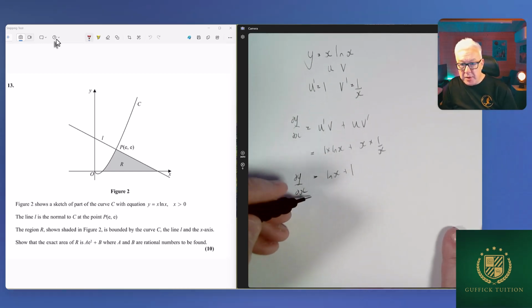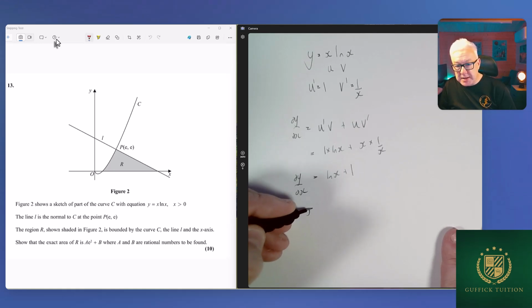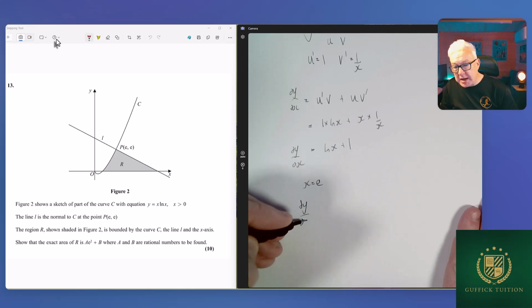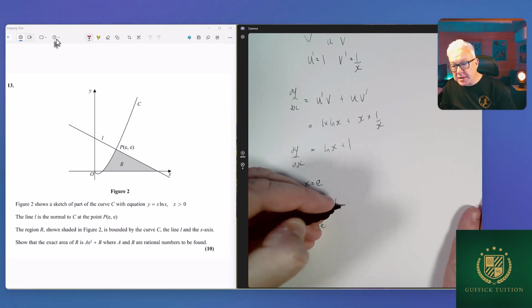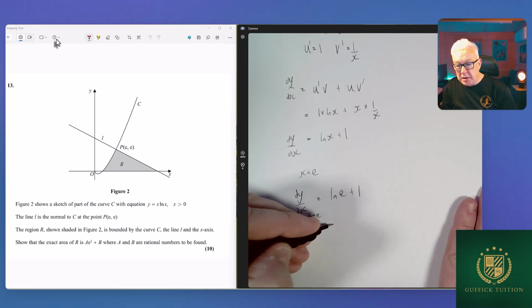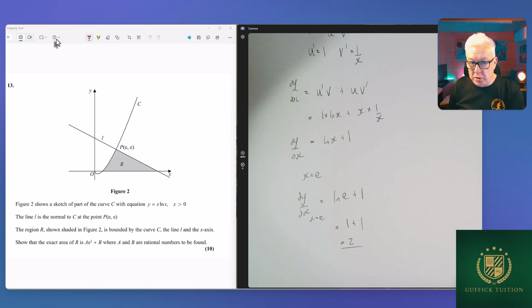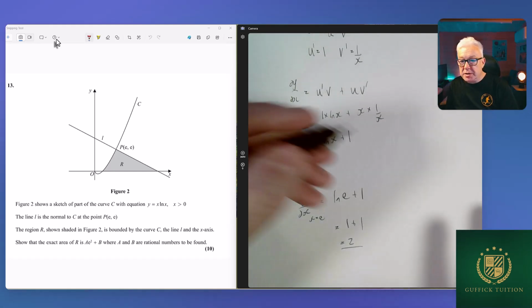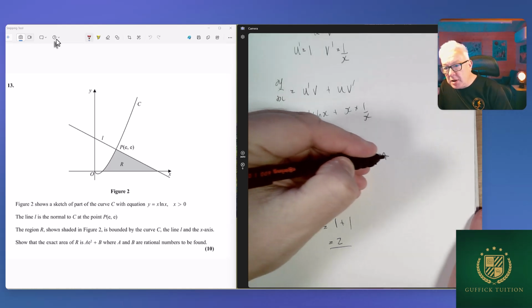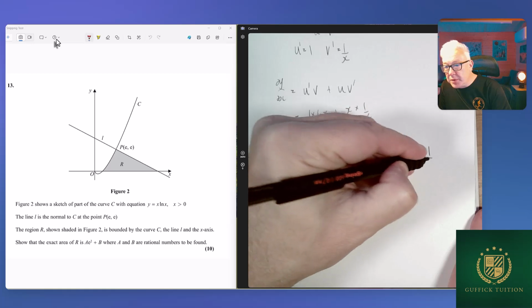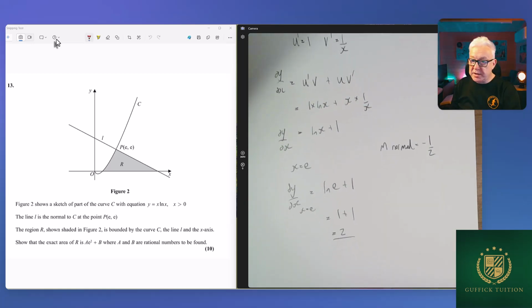Now, at the point P, x is equal to e. So let's find out what dy by dx, the gradient, is at the point where x is equal to e. That's going to be ln e plus 1. ln of e is 1, so it's 1 plus 1, so the gradient of the tangent is 2. Okay, that's perfect. So we know the gradient of the tangent is 2, therefore the gradient of the normal is the negative reciprocal, which is minus a half.